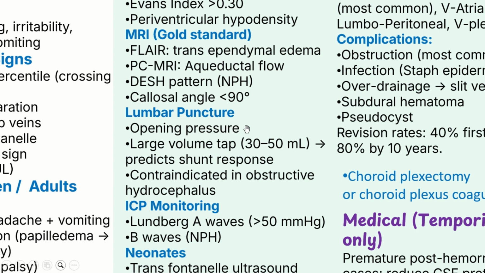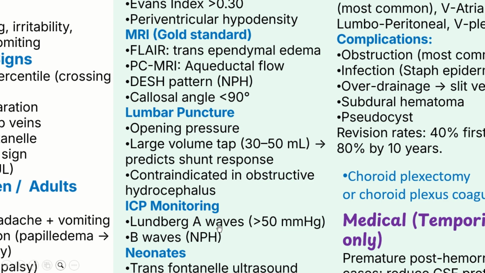And sometimes when you do large volume taps, like 30 to 50 mLs, in people with normal pressure hydrocephalus, they have some kind of improvement of those symptoms, the wet, wobbly, wacky. Those symptoms are going to improve with large volume taps, and that's going to predict shunt response. If we have improvement in those symptoms, then a shunt actually is going to help this patient greatly. Then it's contraindicated in obstructive hydrocephalus. That's what I talked about.